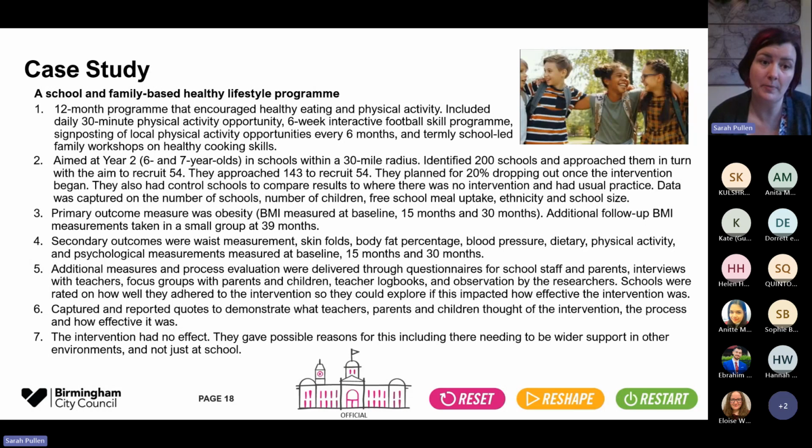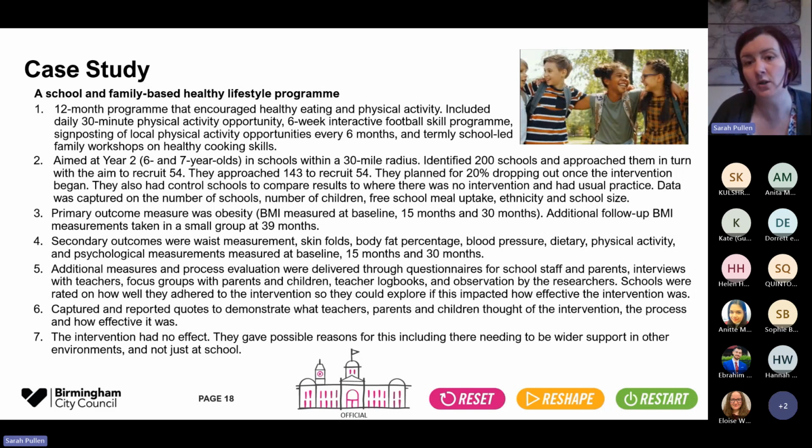They defined their target population groups. They were aiming it just at year 2 within the schools, so that's 6 and 7-year-olds. And they defined that it would be in a 30-mile radius from around where the project was taking place. So they said schools within that 30-mile radius were eligible to take part. So it could be within your project, you define a geographical area, and a population group that you're aiming at. The project had identified 200 schools and then approached them in turn. So not all at once, they approached them in turn until they recruited 54 schools. So that's the number they were aiming for.